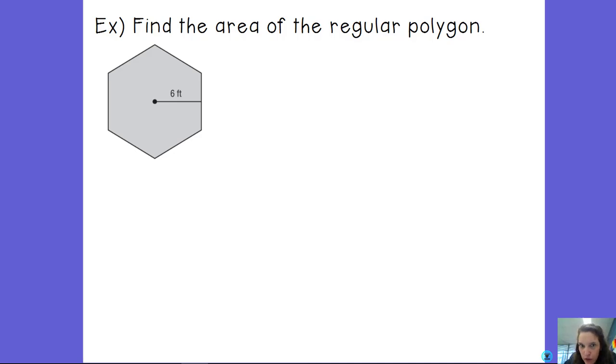Okay, on this example, we are given the apothem. So we know our apothem is 6. So if we're trying to find the area, we have to figure out what each side length is, because that will help us calculate the perimeter.